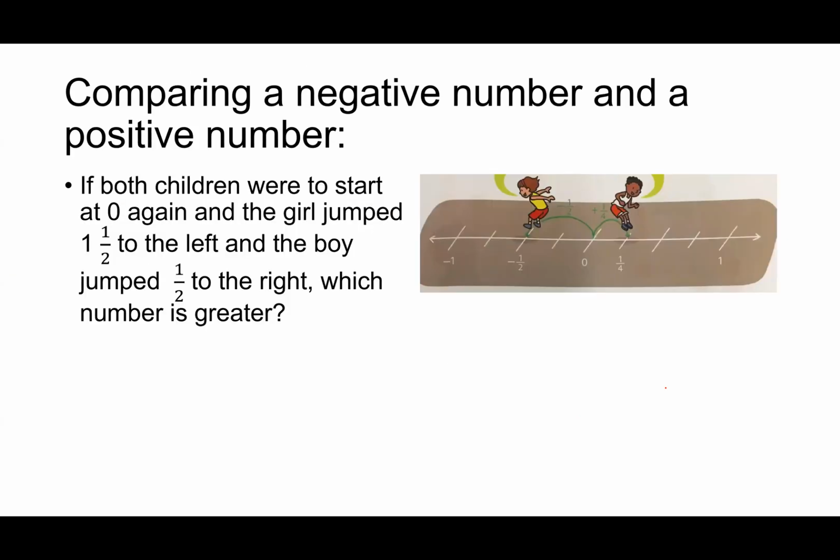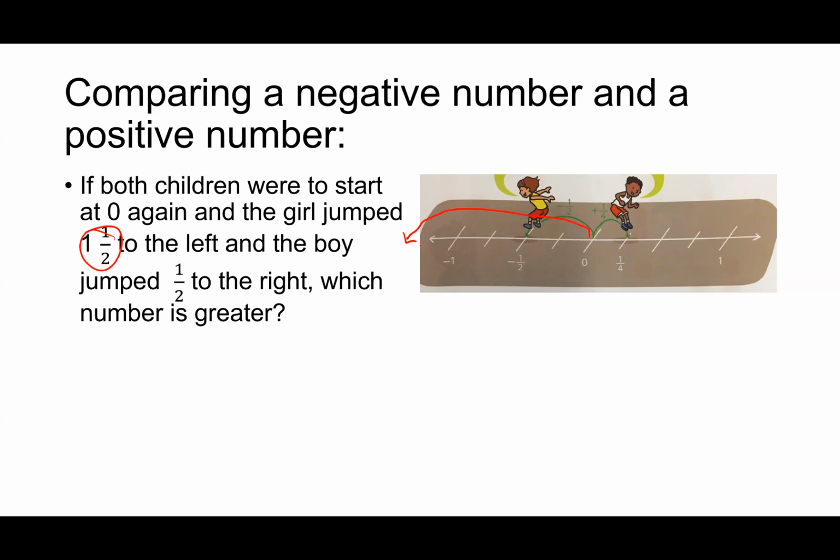If both children were to start at 0 again, and the girl jumped 1.5 to the left and the boy jumped 1/2 to the right, which number would be greater? First of all, where would the girl end up? So she's starting at 0, she's jumping 1.5 to the left. Where does she end up? Macy? Negative, she jumped 1.5 to the left. No, not -1. Owen? Yeah, she would end up at -1.5. She'd end up like way over here. It's not even on our number line.